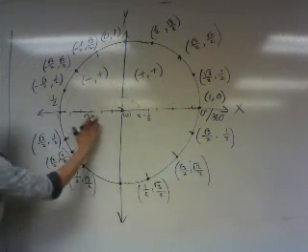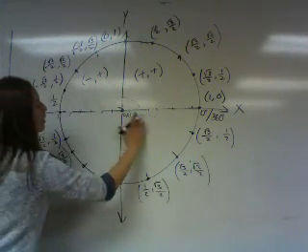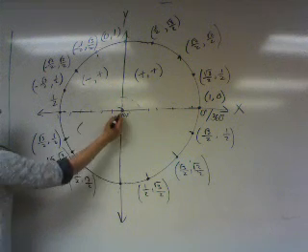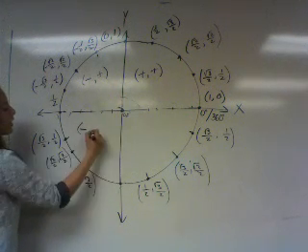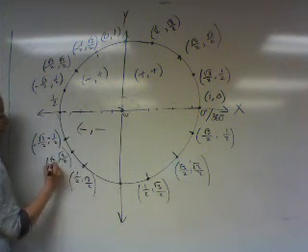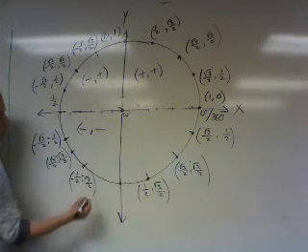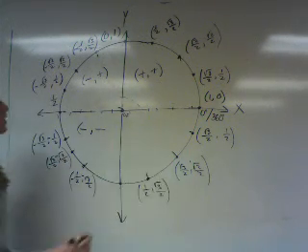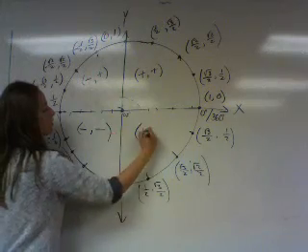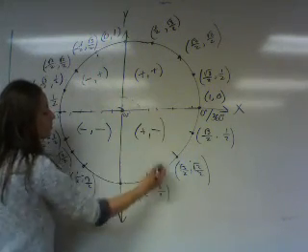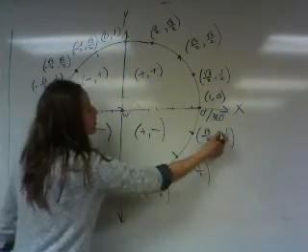In this quadrant, quadrant 3, the x's are negative and the y's are negative. So these all need negative signs. In this quadrant, the x's are positive and the y's are negative. So these all need negative signs.